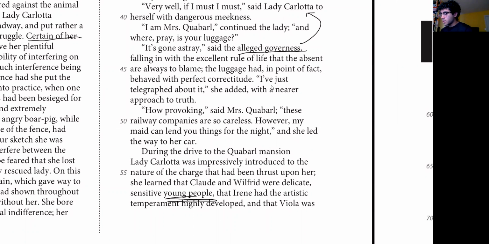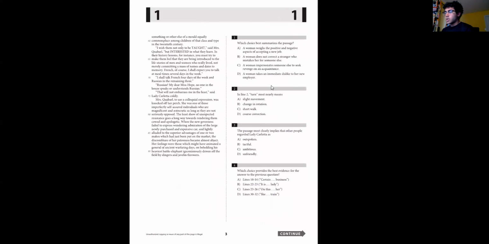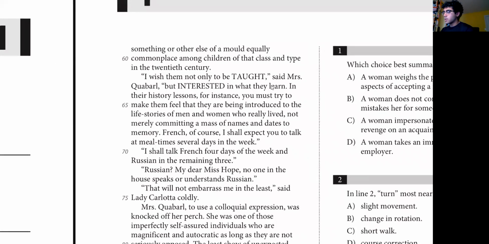Irene was very artistic, with the artistic temperament highly developed, and then Viola was just someone like anyone else her age, right? Commonplace among children of that class in the 20th century.